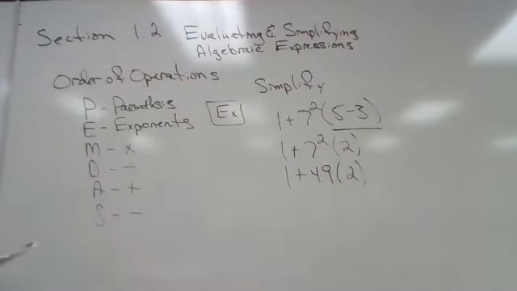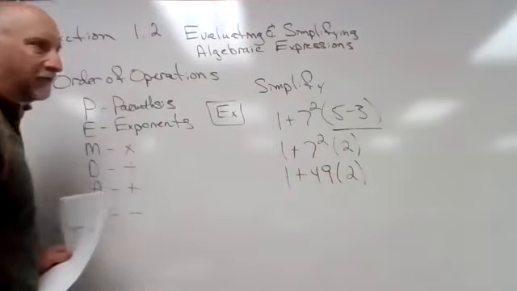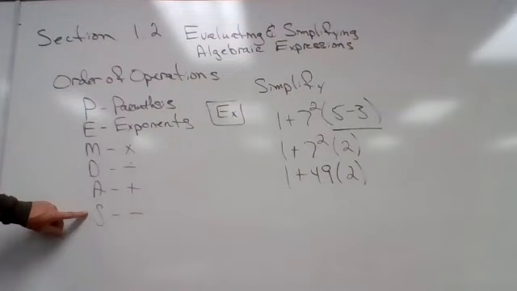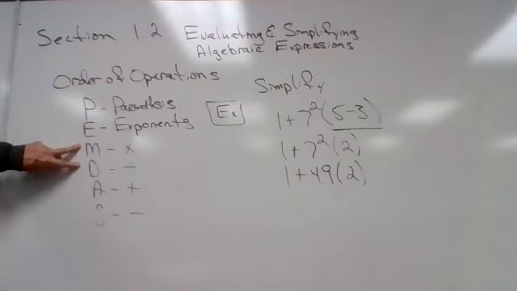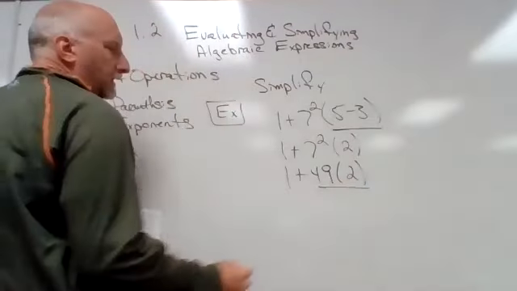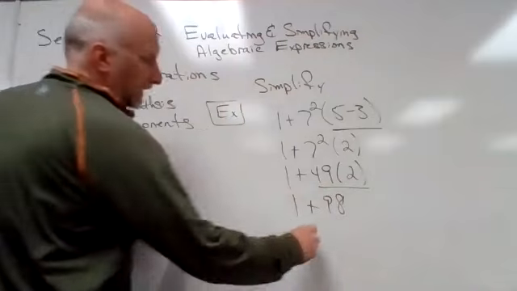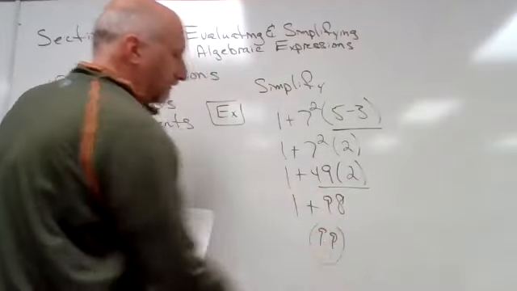Now here's where it's really important. A lot of us are just going to want to go 1 plus 49 and add first. Well, that's not the order in which we want to do things. We want to do our multiplying and dividing first. So we're going to multiply 49 times 2 first to get 98. Then we can add them together and get a grand total of 99.